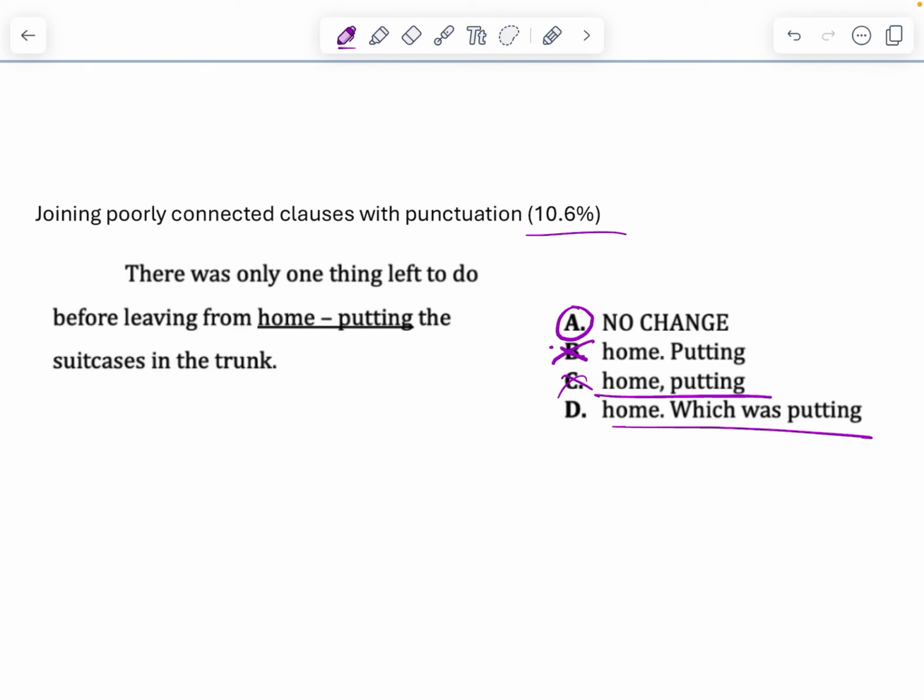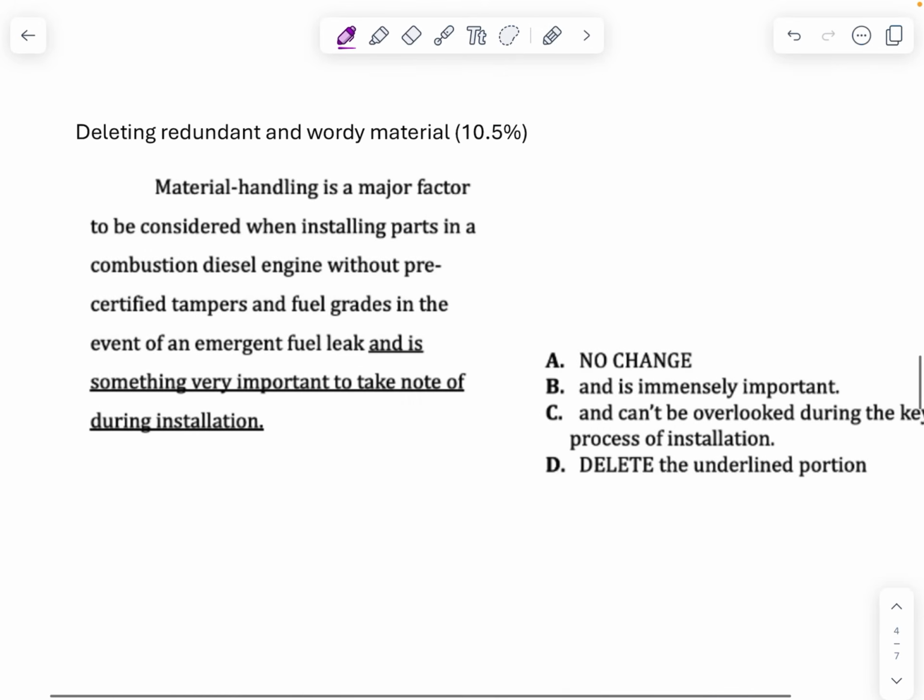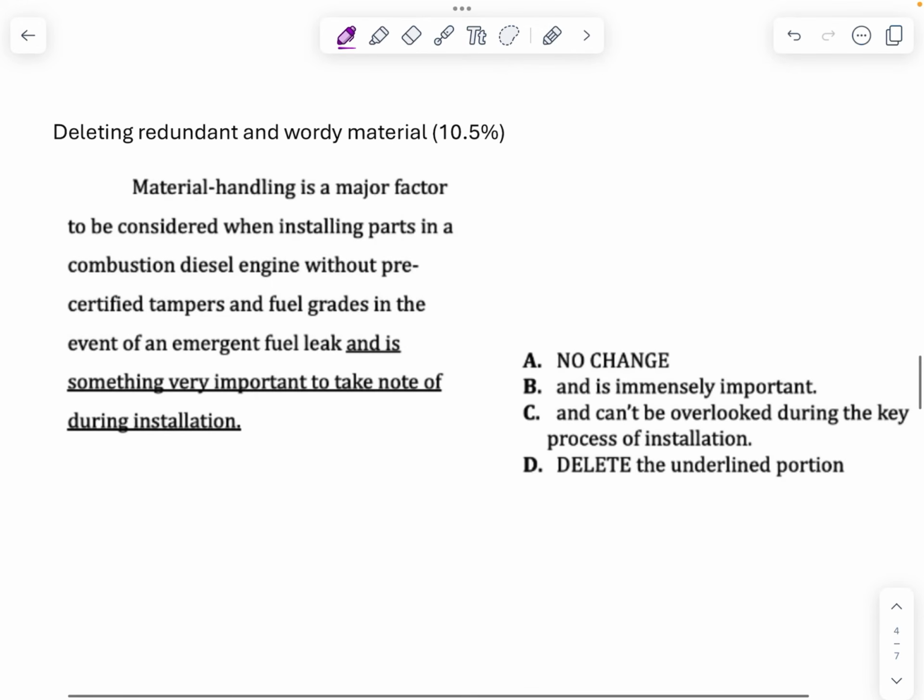And then here, again, this is wrong because it's really the same issue as B. If you start a sentence with which, it's going to become a dependent clause. It's a subordinating conjunction. All right, moving on to deleting redundant and wordy material.